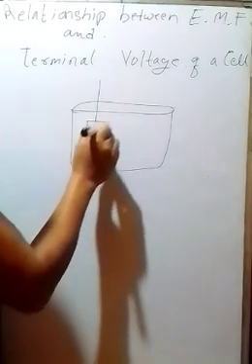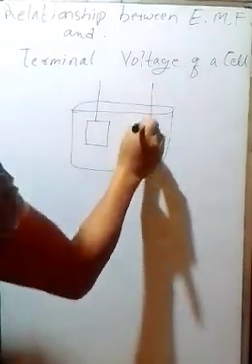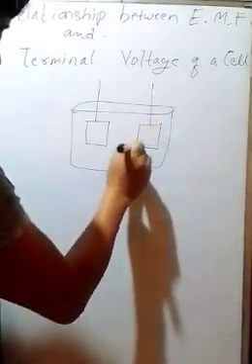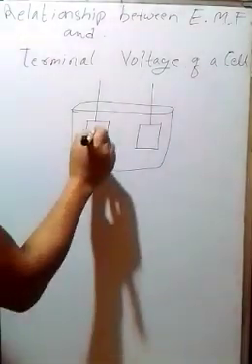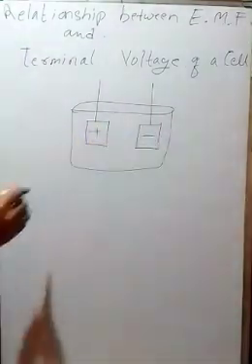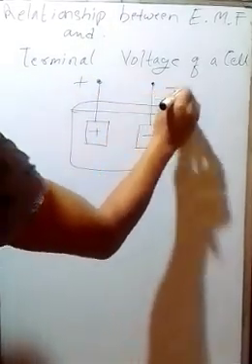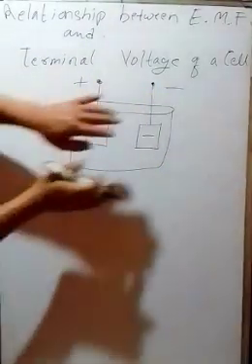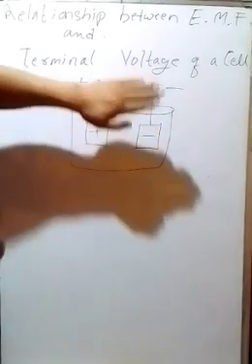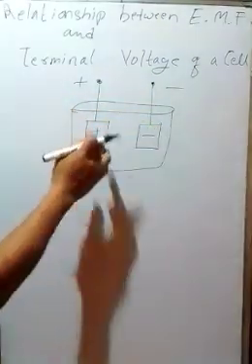Inside the battery there are two electrodes. One is plus and the other is minus. Outside will be the plus terminal and this is the minus terminal. So this is inside the battery. We can't see these electrodes inside the battery, but we can imagine it looks like this.